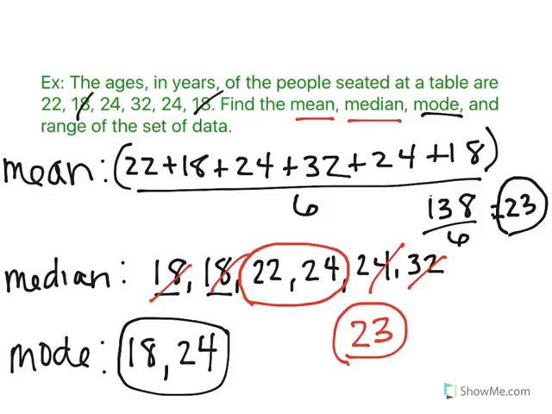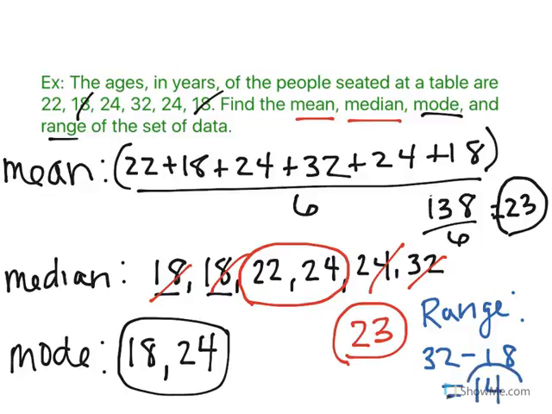And then lastly, so we did mode, now we have to do range. We have to take our largest number minus my smallest number. So my largest number is 32. My smallest number is 18. So I'm going to take 32 minus 18, and I'm going to get 14 as my range. 14 years old. So that's it.